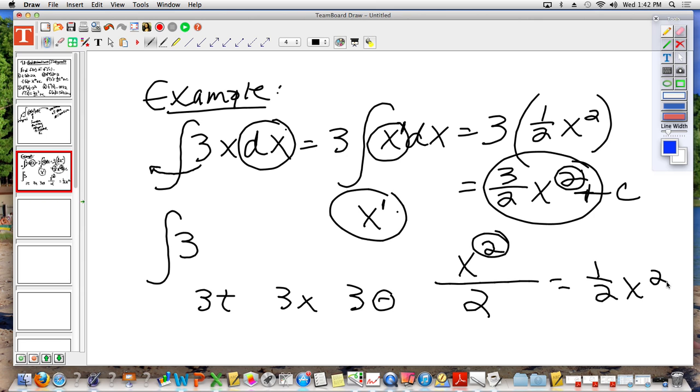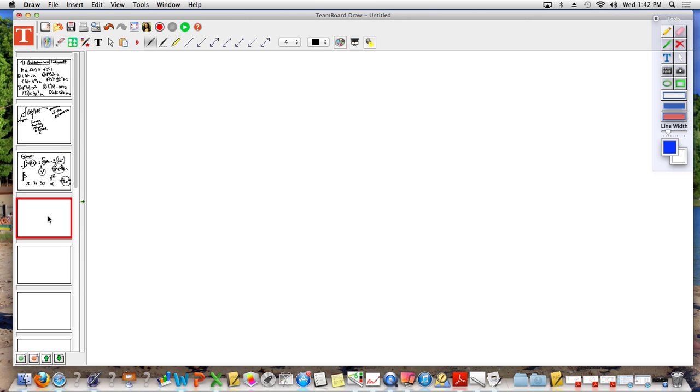Now, where did the 3 come from? Remember we had that 3 out front. So I just have to multiply this function by 3, which makes it 3 over 2 x to the power of 2. Don't freak out on me yet, because we're going to try some more, and I promise you this is not horrible. I'm going to try another example.